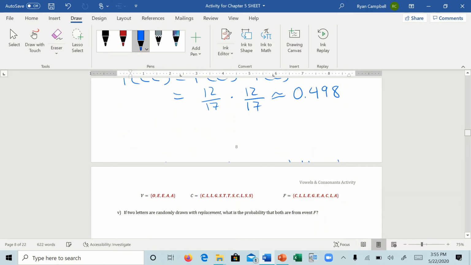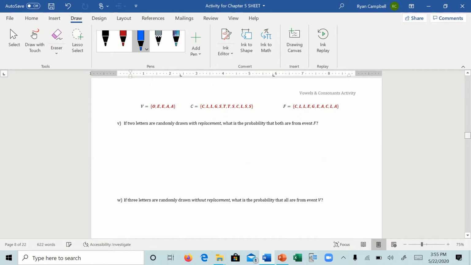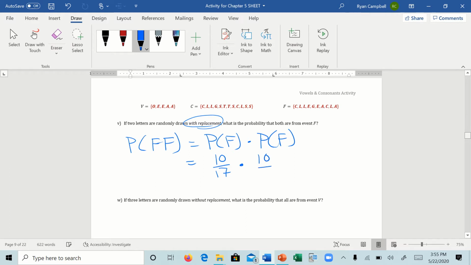All right. Part V. Two letters are randomly drawn with replacement. What's the probability that they're both from F? So again, we have two F's. The first one is from F, and the second one is an F. So what's the probability that the first one's an F? We said it was 10 out of 17, times, since it's with replacement, you put it back, so there's still 10 out of 17. When you multiply both of those, you get 0.346.